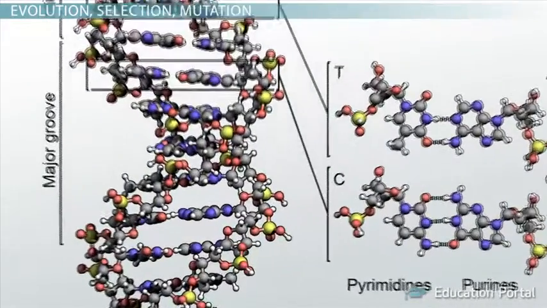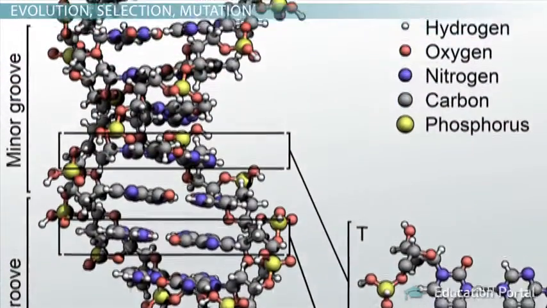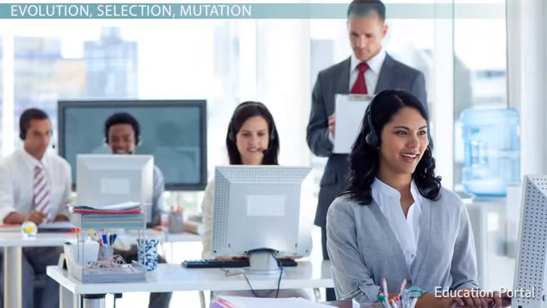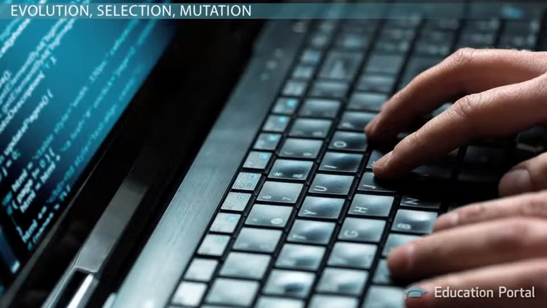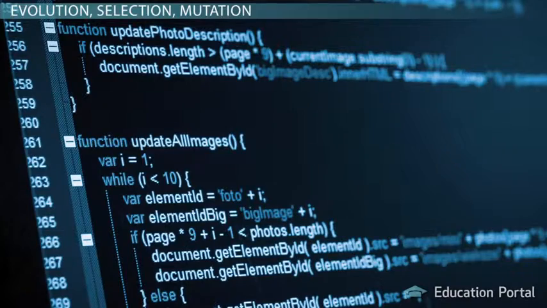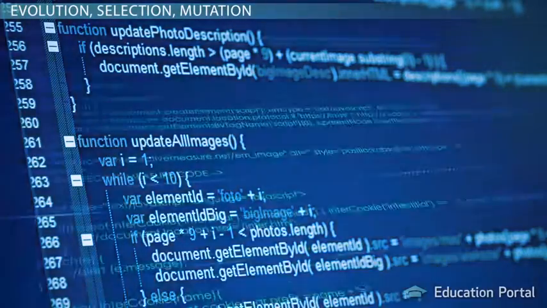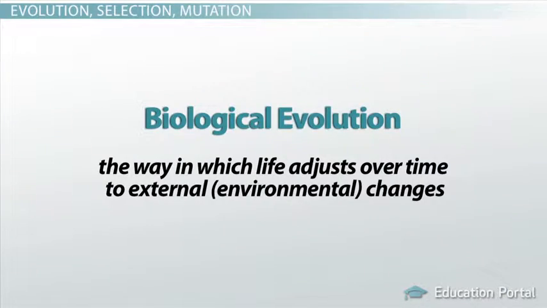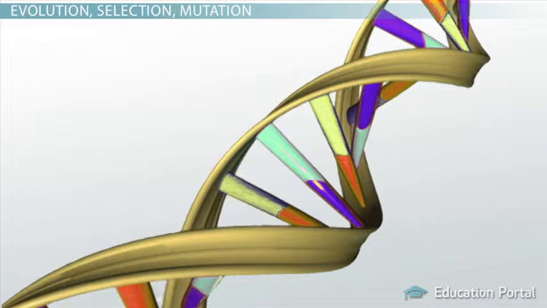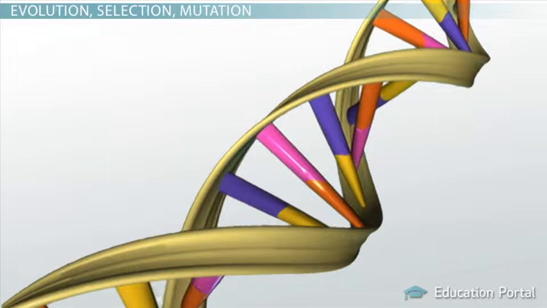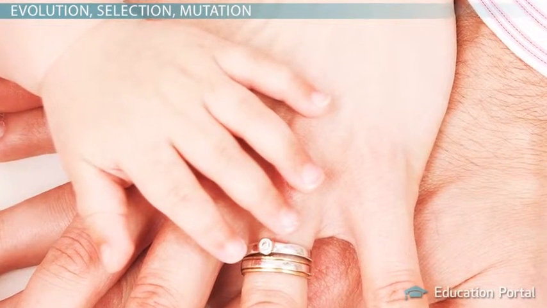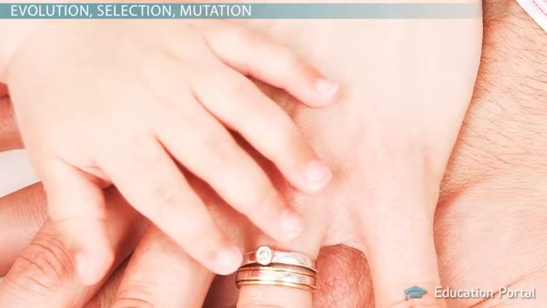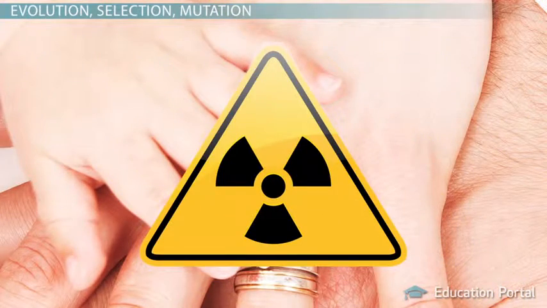If DNA, our body's computer code, couldn't change over time, we wouldn't be here today. If a computer company's computer engineers didn't change the code for their software, they would be out of business because times change and the computer company has to adapt with the times. Times change in real life as well, not just virtual code. The way in which life adjusts over time to external, that is to say, environmental changes, is one way to define biological evolution. This evolution is thanks in part to alterations in DNA through mutations. Mutations that are gained during reproduction and copying of DNA, random chance, or environmental conditions like radiation.